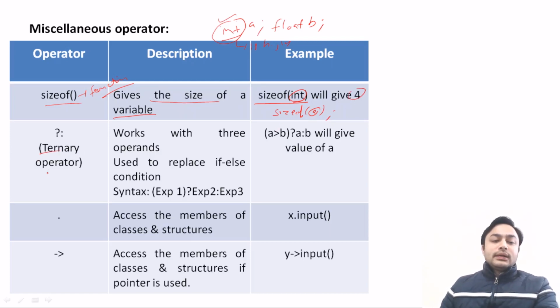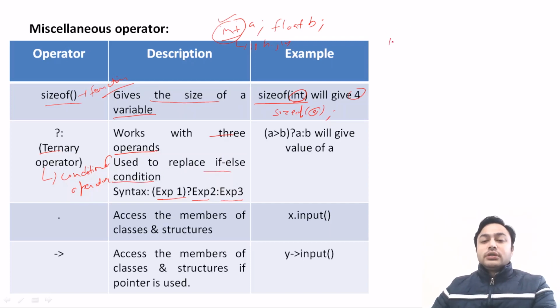This is a ternary operator, also known as the conditional operator. This conditional operator works with 3 operands. 3 operands means this is your operand, this is your operand, this is your operand. In unary it is 1 operand, in binary it is 2 operands, but in ternary it is 3 operands. That is used to replace the if-else condition.